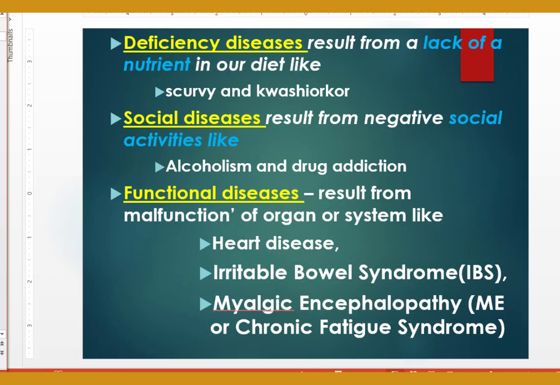The seventh one is functional disease. This functional disease is simply the malfunction of an organ or organ system without any obvious damage or physical sign of disease in the organ. Functional disease includes heart disease, irritable bowel syndrome, myalgic encephalopathy, or chronic fatigue syndrome. These are main types of functional disease.